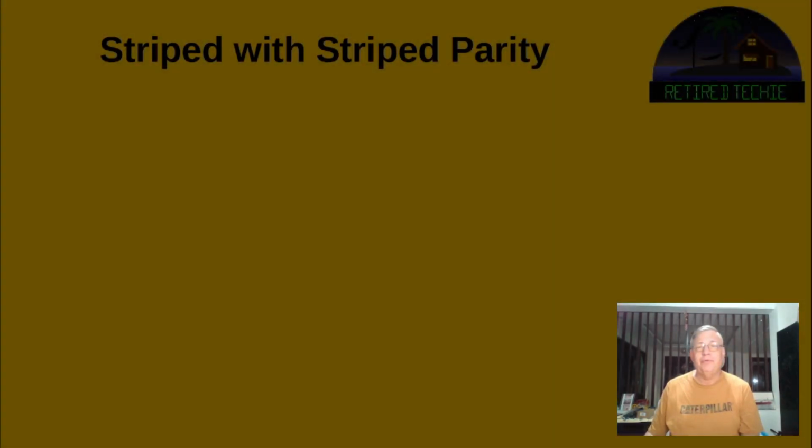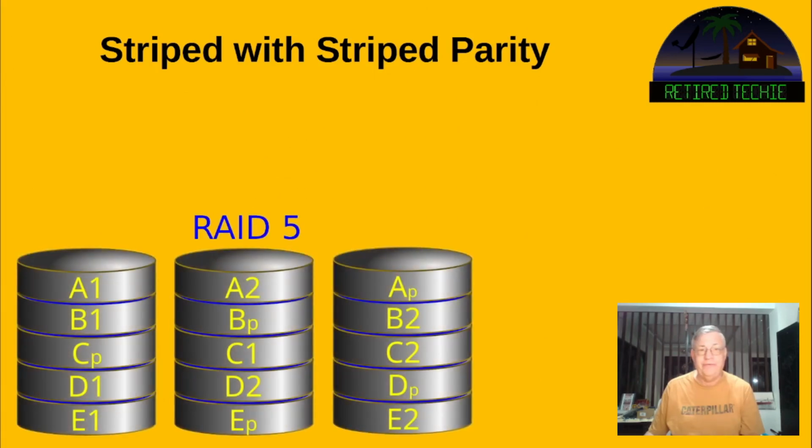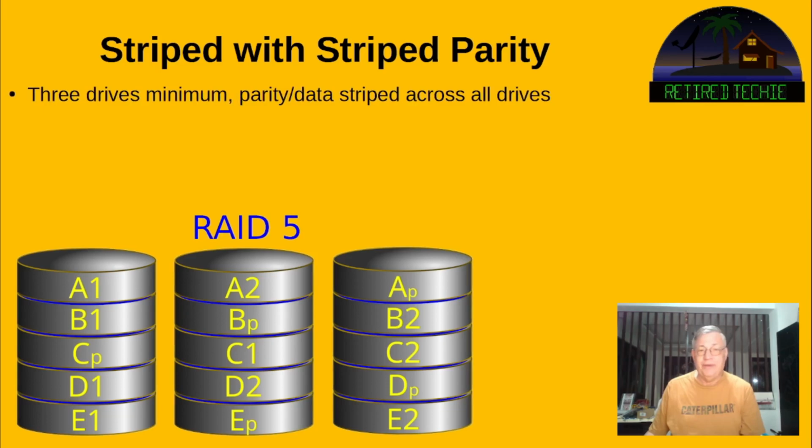So next on our hit parade here is striped with striped parity, which is RAID 5, which is the one I'm going to be using today. Again, the data is striped across the drives and the parity is striped across the drives. Minimum of 3 drives. You can have any number of drives beyond 3, but minimum of 3. And again, calculated from the smallest drive. You don't actually lose a drive to parity, but you lose the equivalent storage of that drive to your parity bits. So yes, you lose a drive, even though it's not a specific drive, and the loss is spread out across all drives in the array.